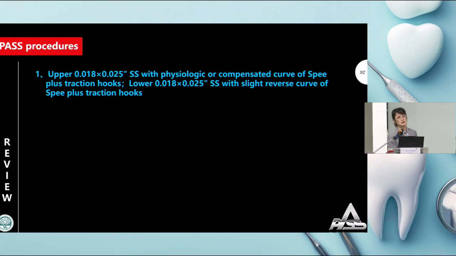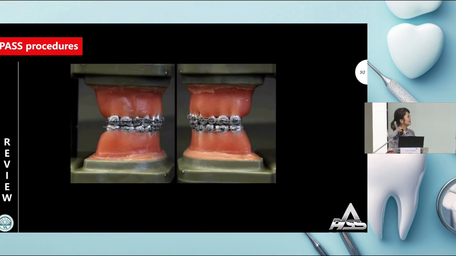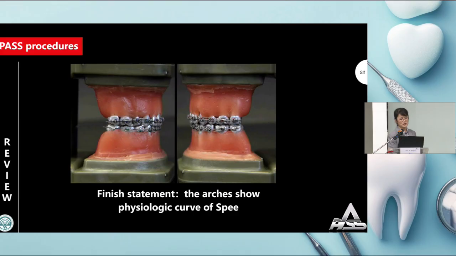Then we go to stage 3. We use the 1825 SS with physiologic curve of Spee plus traction hooks in the upper, and the lower 1825 SS wire with slight reverse curve of Spee plus traction hooks. We use power chain or tie back to close space and intermaxillary elastics to adjust occlusion. Then we finish our treatment.